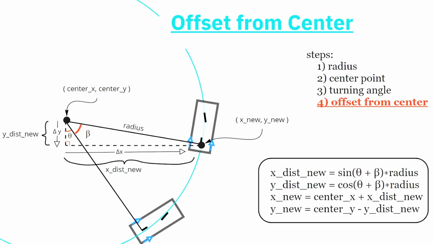This leaves us with our final location formulas. Our new x is equal to center x plus sine of theta plus beta times radius. Our new y is equal to center y minus cosine of theta plus beta times radius.